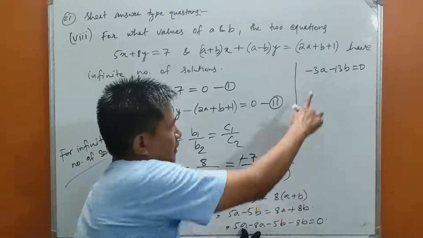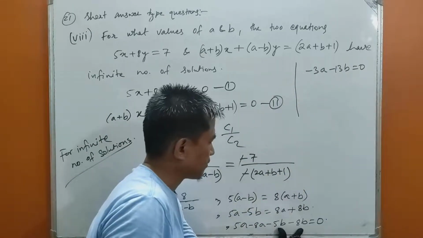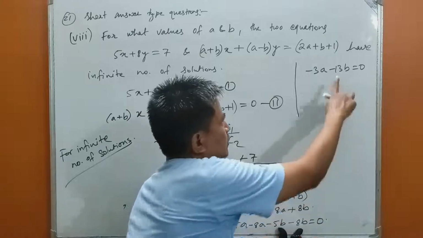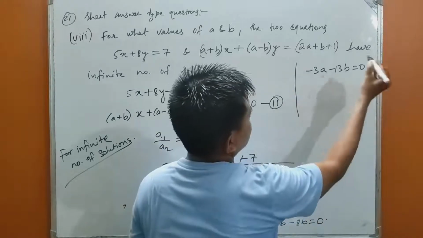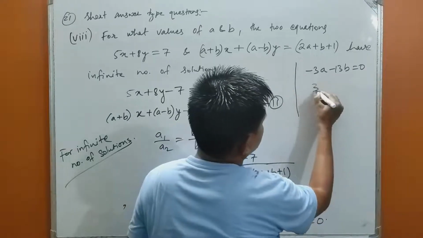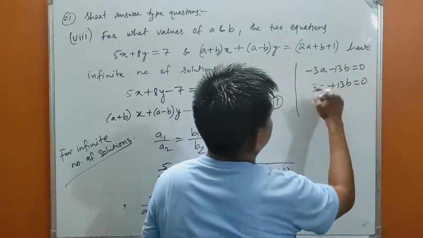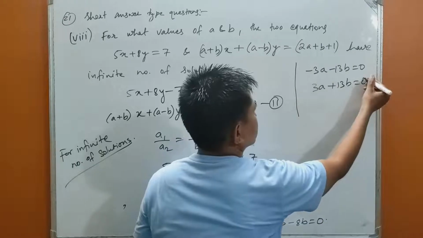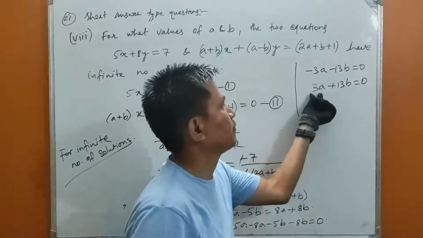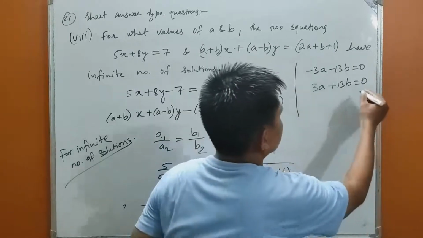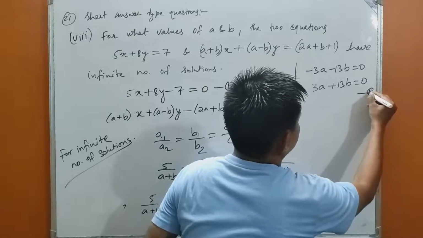5A minus 8A is minus 3A. Minus 5B and minus 8B is minus 13B equals 0. Let us multiply both sides by minus sign. That means 3A plus 13B equals 0. Minus into 0 is 0, isn't it? I have multiplied both sides by minus sign. Okay, this is equation 3.